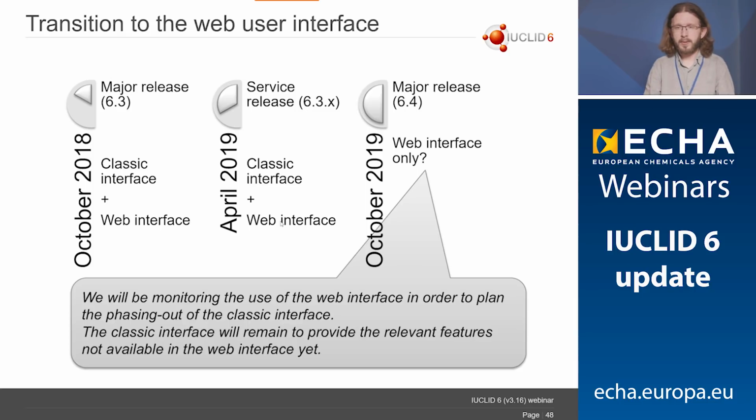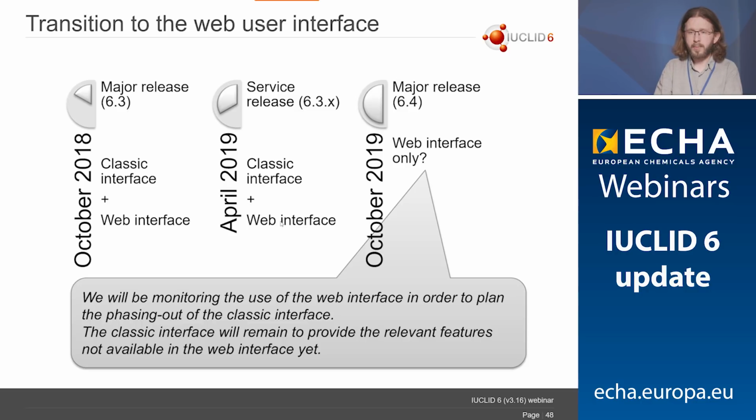So first, this is the recap of the transition to the web user interface as communicated already at the end of last year. The web interface was introduced for the first time in October last year, and there is a new service release that has been made in April this year, where we have continued the improvements of the web interface, but we still provide both the classic and the web interface. Our plan was to have only the web interface available in October 2019, but in the transition between April and October, we will keep on monitoring the use of the web interface in order to plan this phasing out of the classic interface.